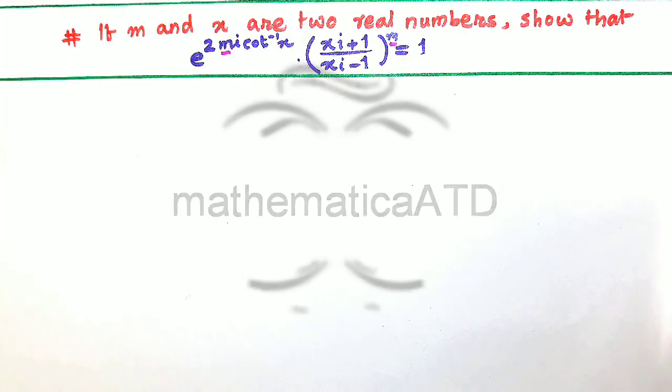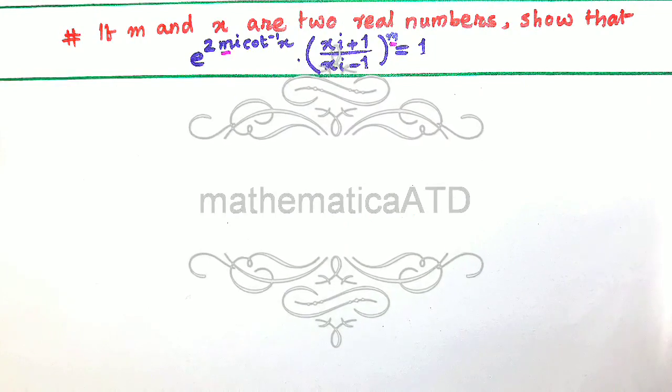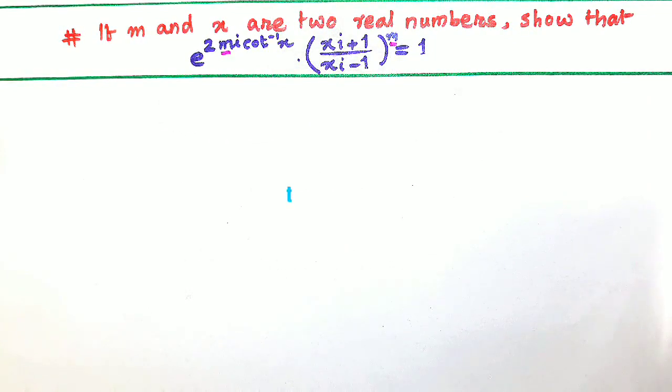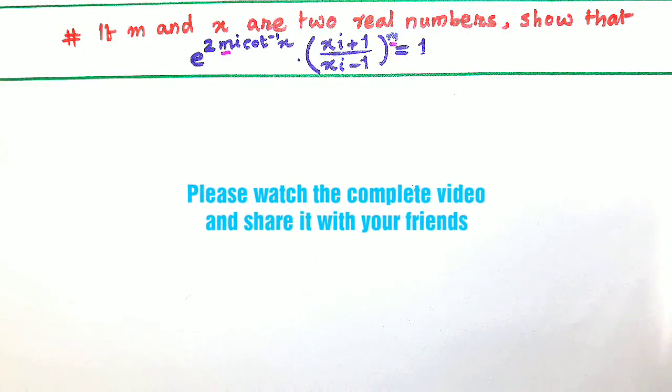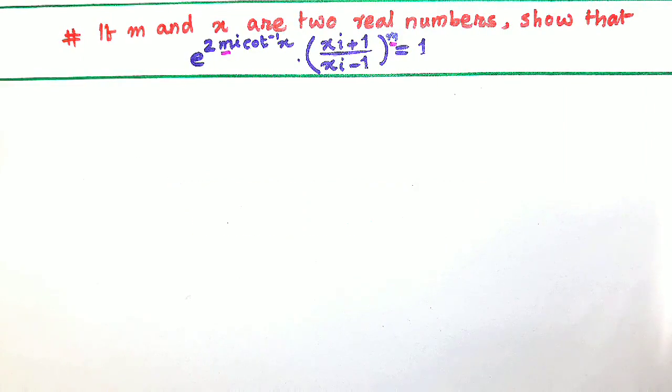Dear friends, we shall discuss the most important problem of complex numbers. If m and x are two real numbers, show that e to the power 2mi cot inverse x into (xi plus 1) whole upon (xi minus 1) whole to the power m is equal to 1.